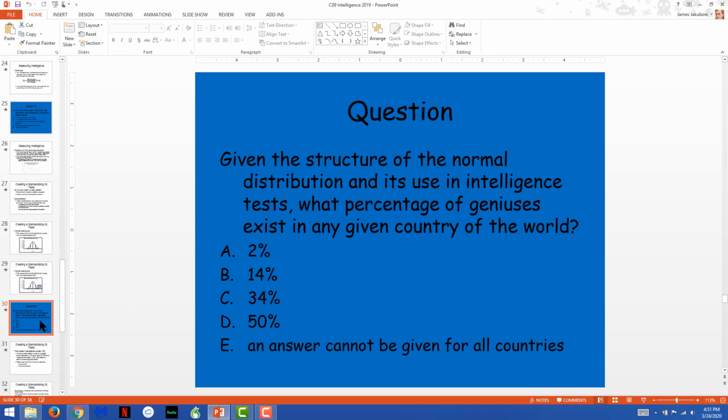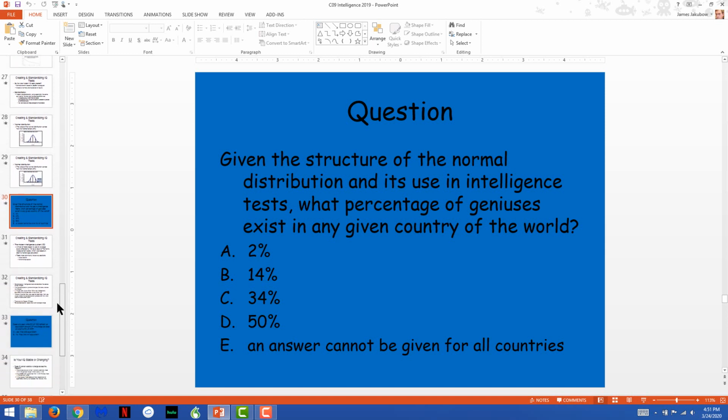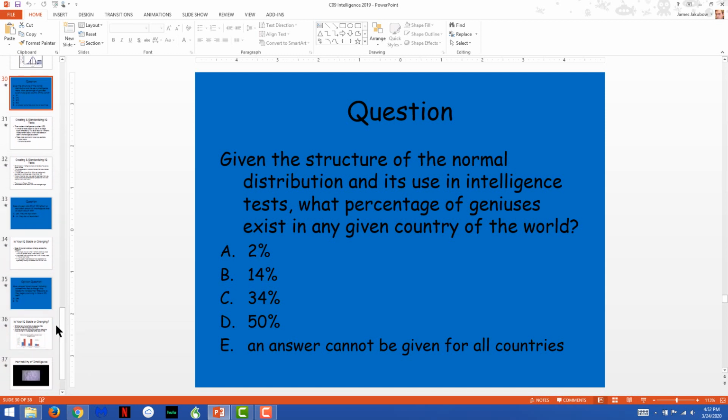Now, given what we've just talked about with the normal distribution, answer this question. Given the structure of the normal distribution and its use in intelligence tests, what percentage of geniuses exist in any country of the world? And the correct answer is A, 2%.